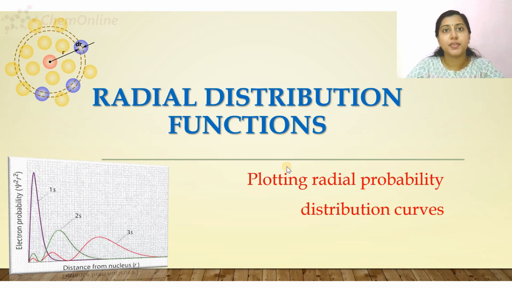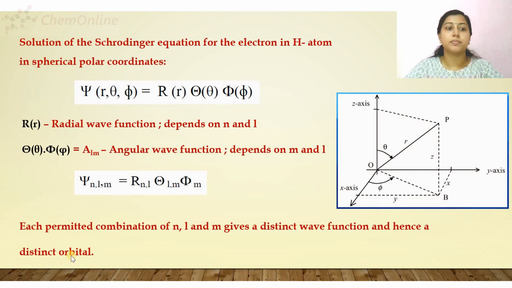Dear students, in this class we are going to discuss radial distribution functions and plotting radial probability distribution curves, which show the best chance or probability of finding an electron with a given set of quantum numbers.